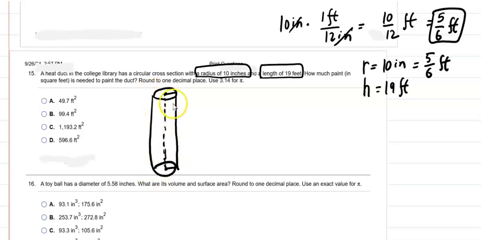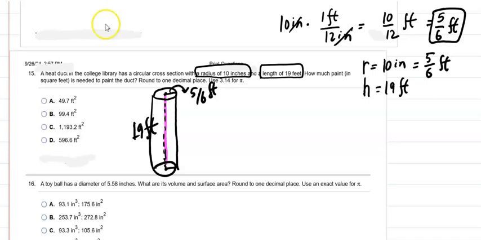So that's what the heat duct looks like, which has a circular cross section with a radius of 5 over 6 feet. Notice that this is the radius. This top part looks like a circle. This is called the cross section, which is circular in shape, and the radius is 5 over 6, and the length is 19 feet. So from here to here, that's 19 feet. The length, which is also called height, is going to be 19 feet.